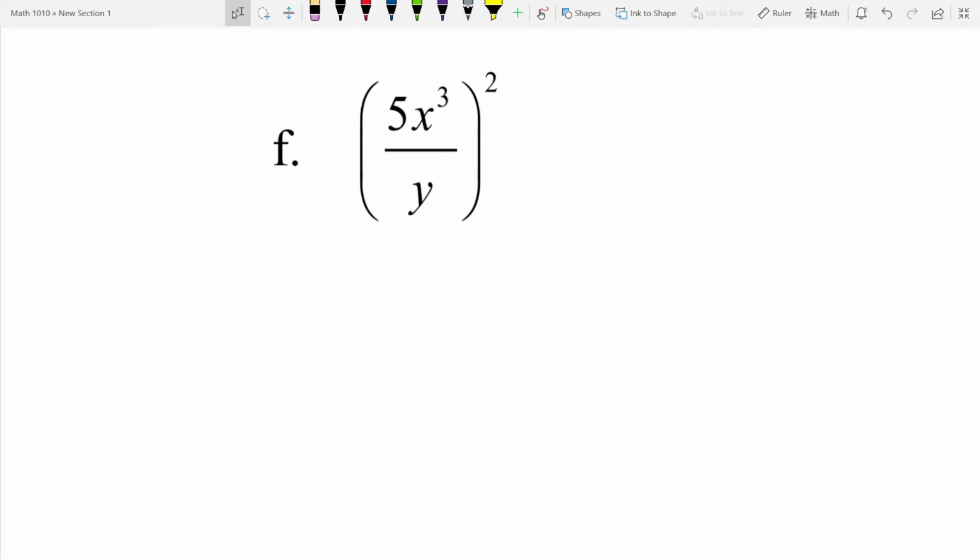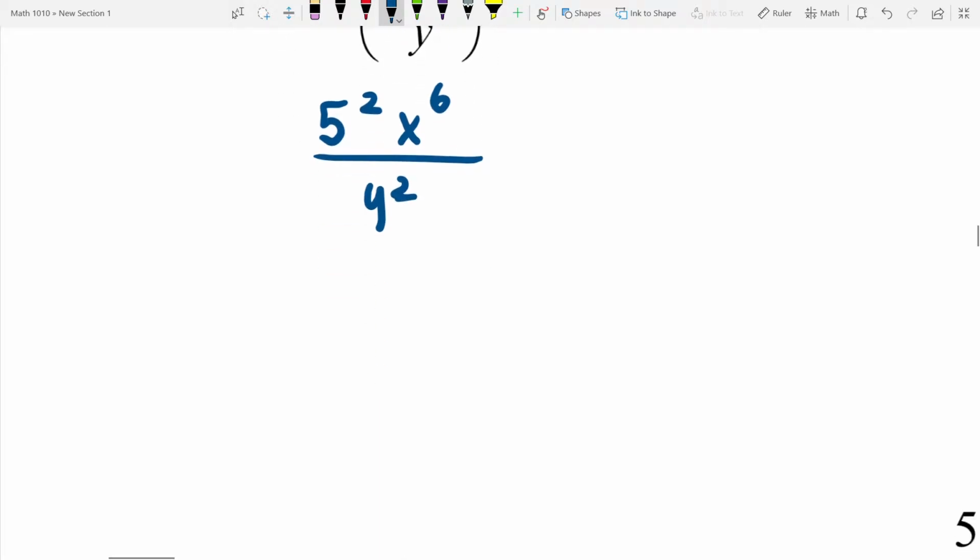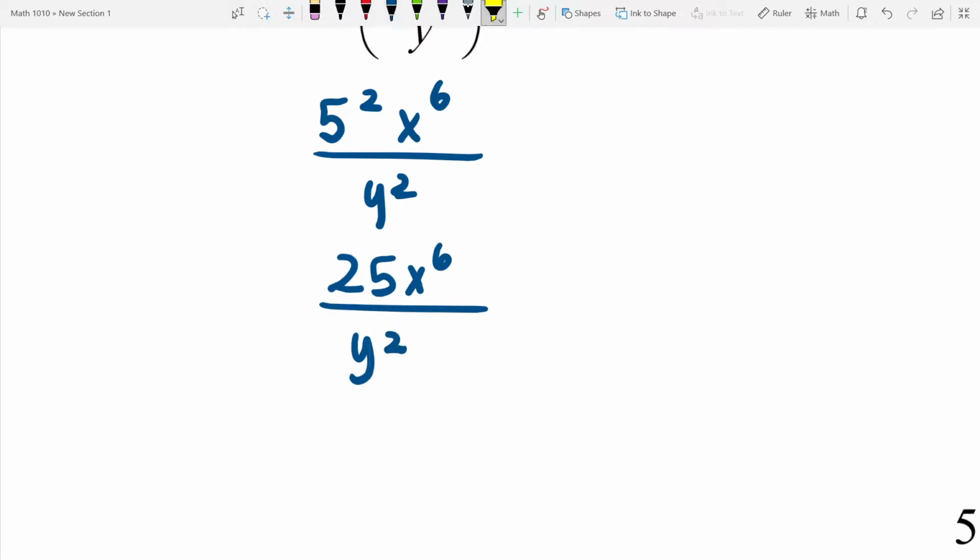Power to a power. Everybody stop for a second. Don't go ahead of me. Power to a power, what do you do? Just tell me one word. What do you do to the exponents? Come on, guys. You multiply. Thank you. So this is going to be a 5 to the 1 times 2 is 2. Why 1 times 2? Because the 5 is to the first, because there's nothing there. Then look at the x's. 2 times 3 is 6. Look at the y. 1 times 2 is 2. Then 5 to the second is 25. So your answer is 25, x to the sixth, over y to the second. Done.